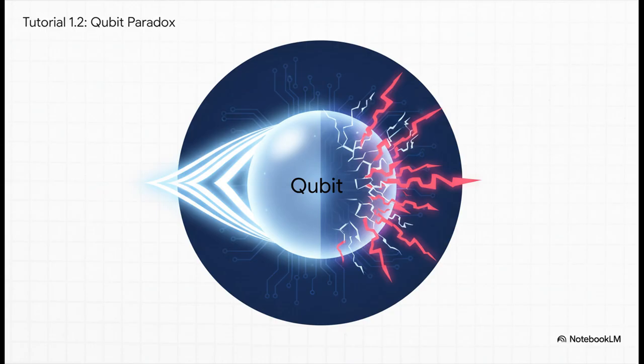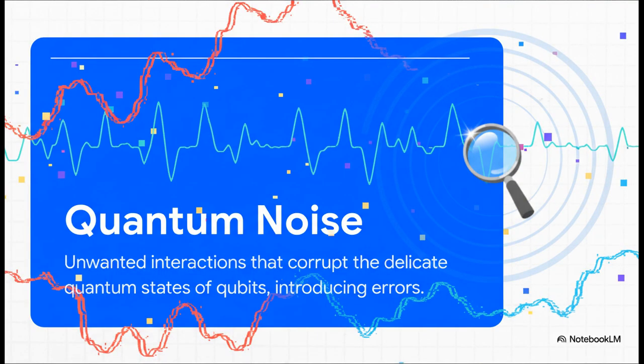It's this beautiful paradox. A qubit's ability to be in superposition, to be a 0 and a 1 at the same time, that's the source of all its magic. But that delicate state, man, it's so easily disturbed. The slightest little vibration or temperature change can mess everything up. And that disturbance, that's what we call quantum noise.